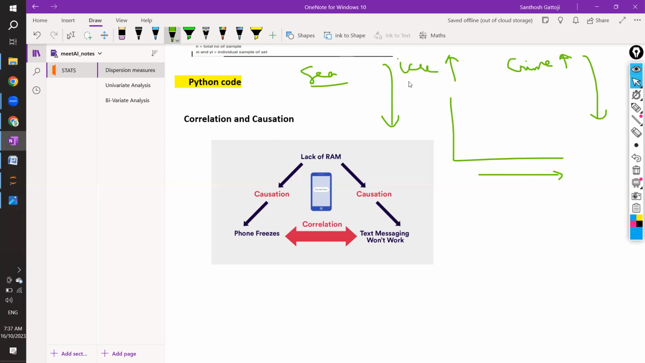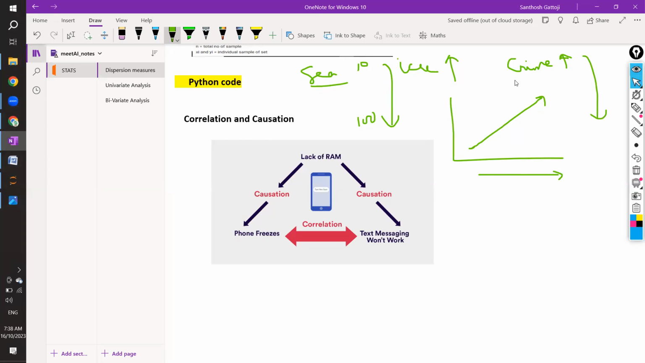That means in this season, if the ice cream sales have gone from 10 units per hour to like 100 units per hour, you can see it is increasing. You can also see that there might be an increase in the crime rate in the particular season. But the problem here is you should be smart enough to understand, just because these two are increasing, you should not think that these two are correlated.